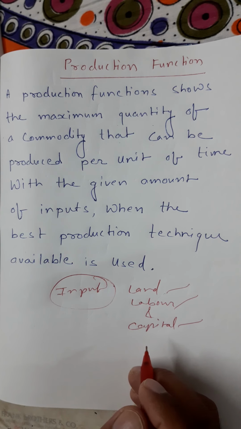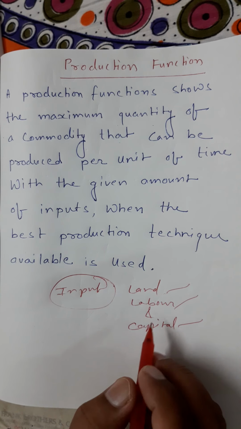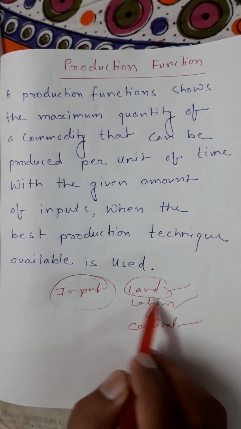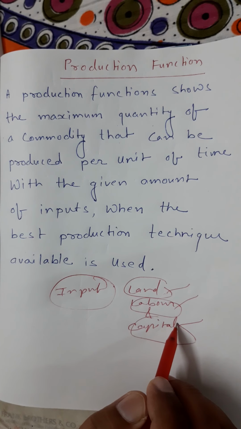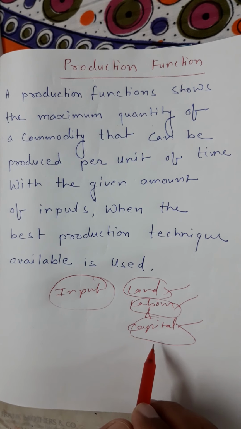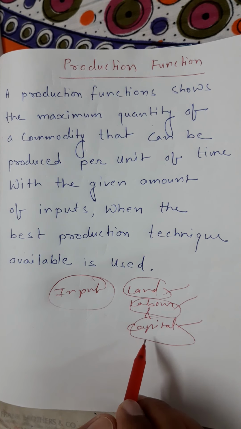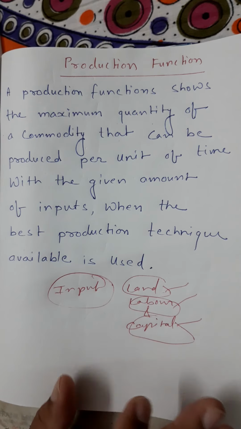Output thus is a function of input. Clear? Output depends on land, labor, capital, etc. The functional relationship between inputs and output is usually referred to as a production function. Clear? Try to understand with the help of an example.